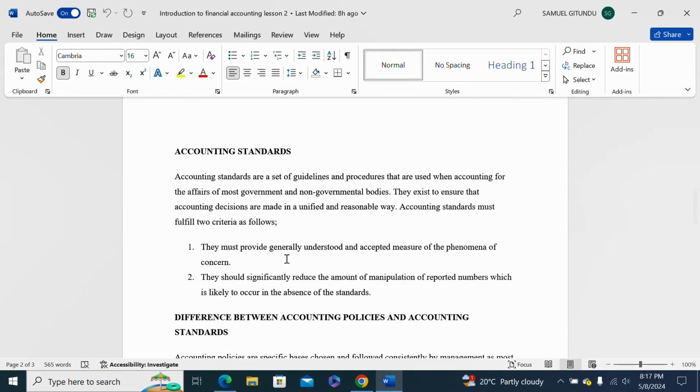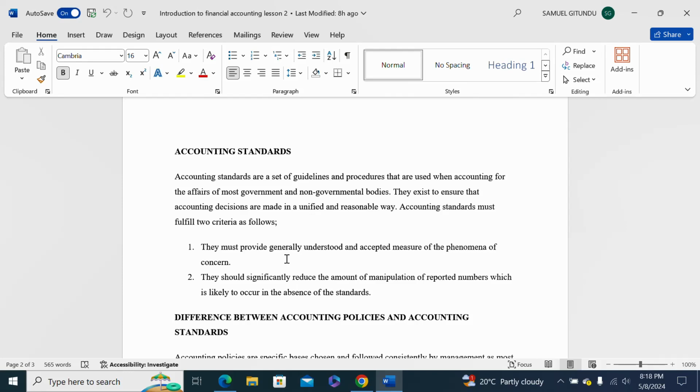For example, an example of an accounting standard is International Accounting Standard 2, which directs how to measure inventory. Accounting Standard 2 directs how to measure inventory, and it states that inventories must be measured at the lower of cost or net realizable value.